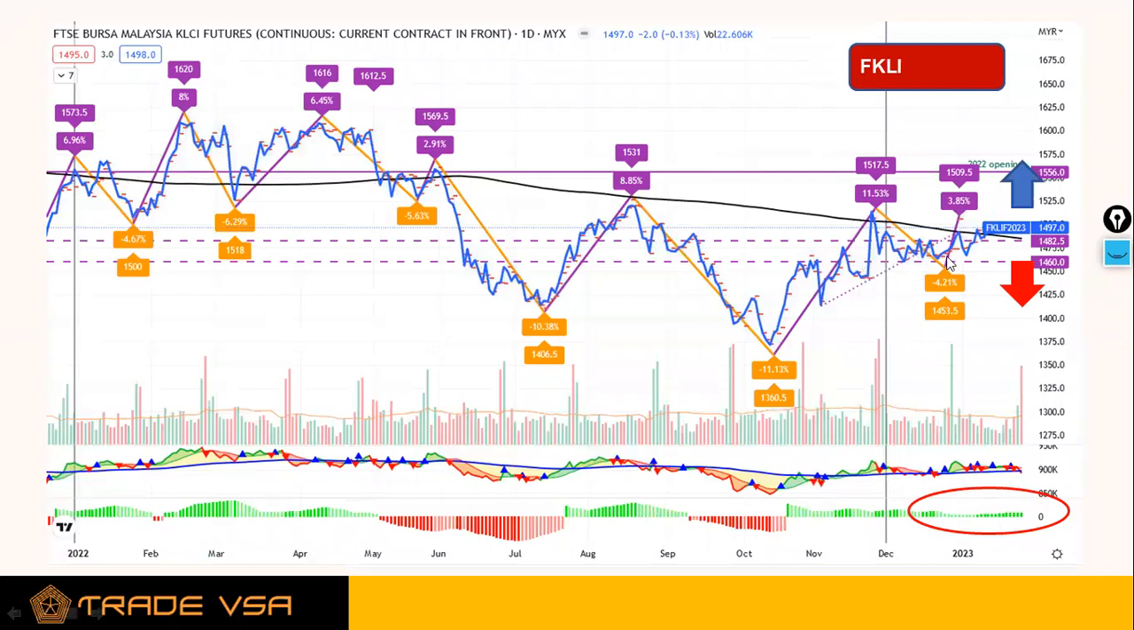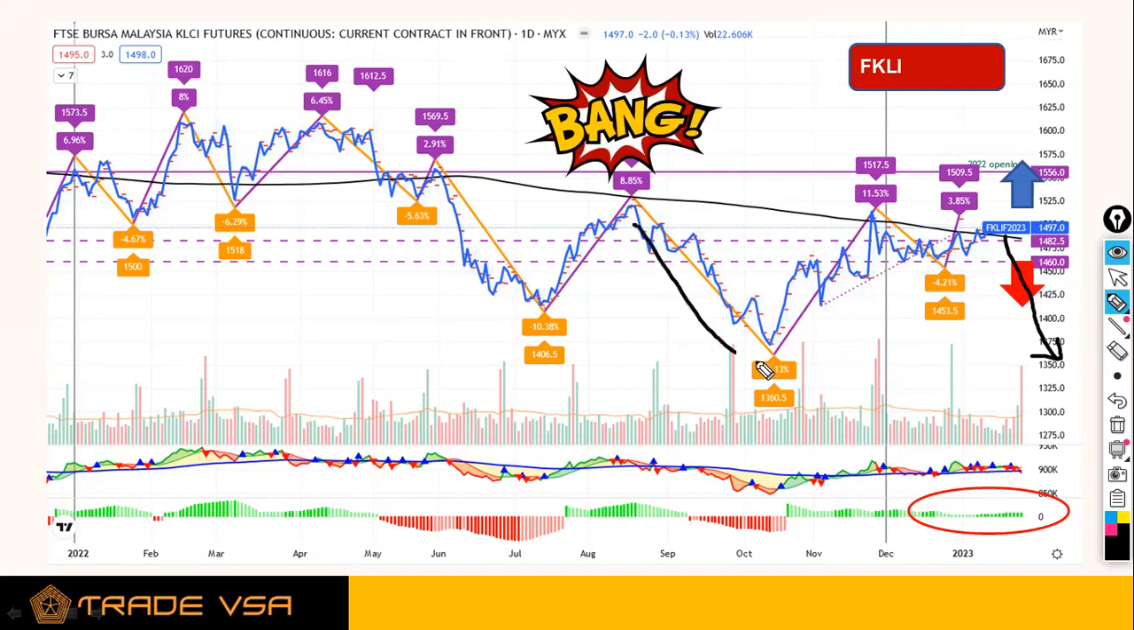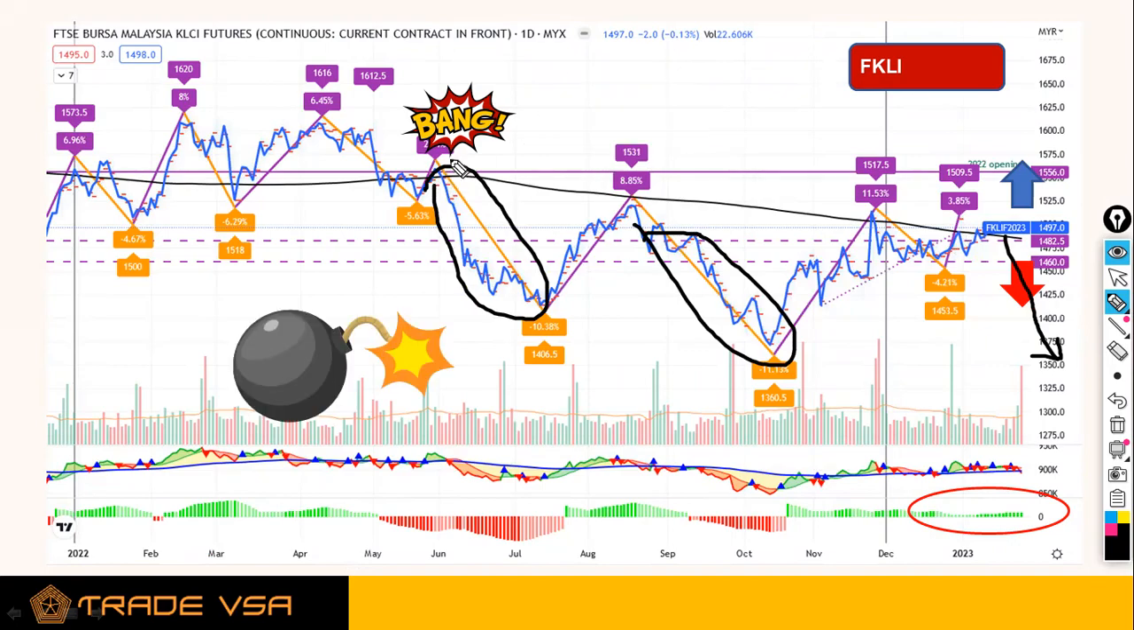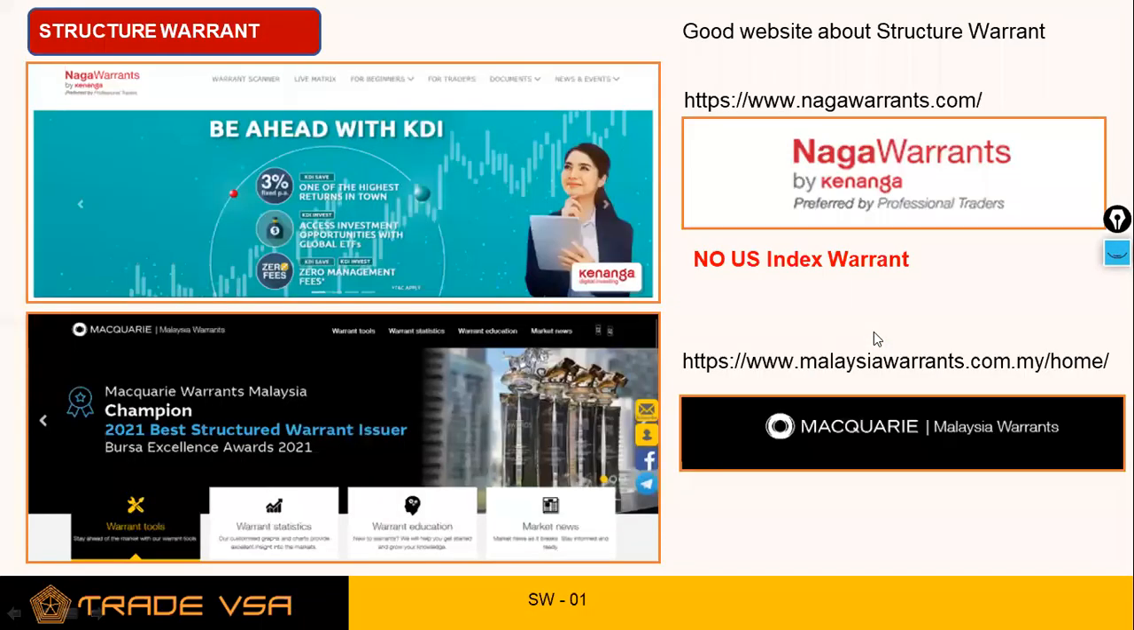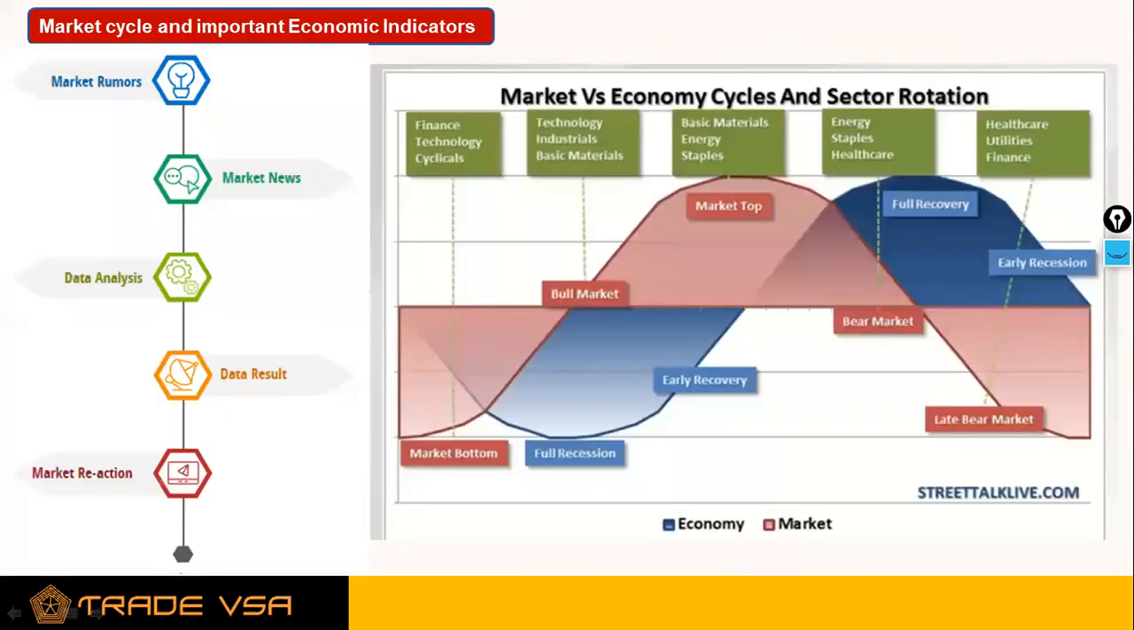We need to be on standby in case the market really hits some bomb or black swan. A structured put warrant can give you a benefit when the market hits a black swan or a bomb and certainly comes down. This is some structured warrant that I will share in the class, and also in the market cycle, where I will share how you need to understand how this market works.